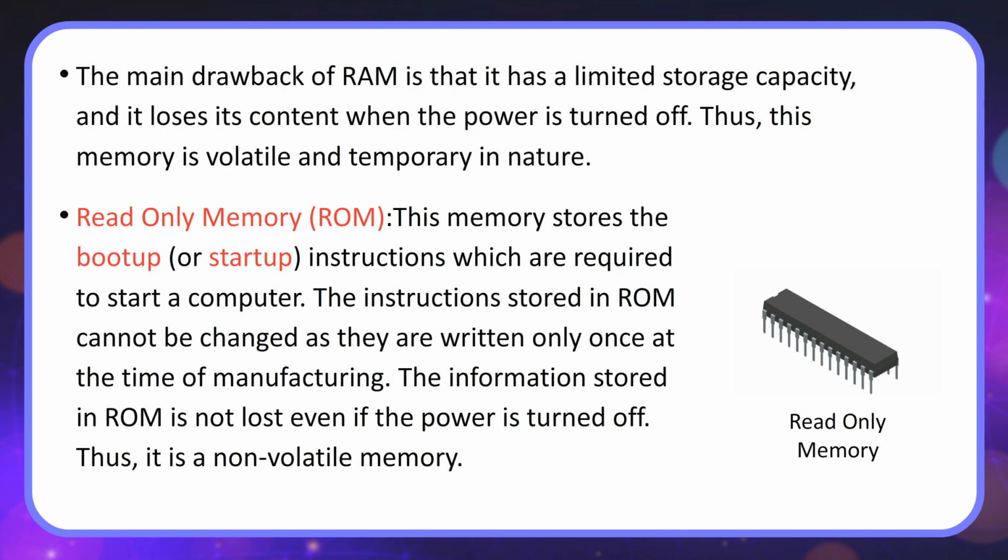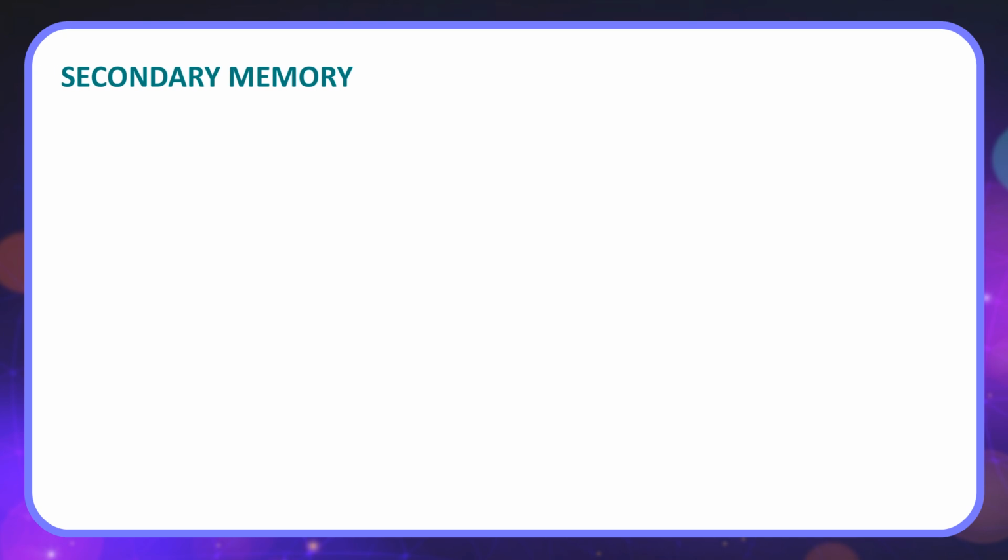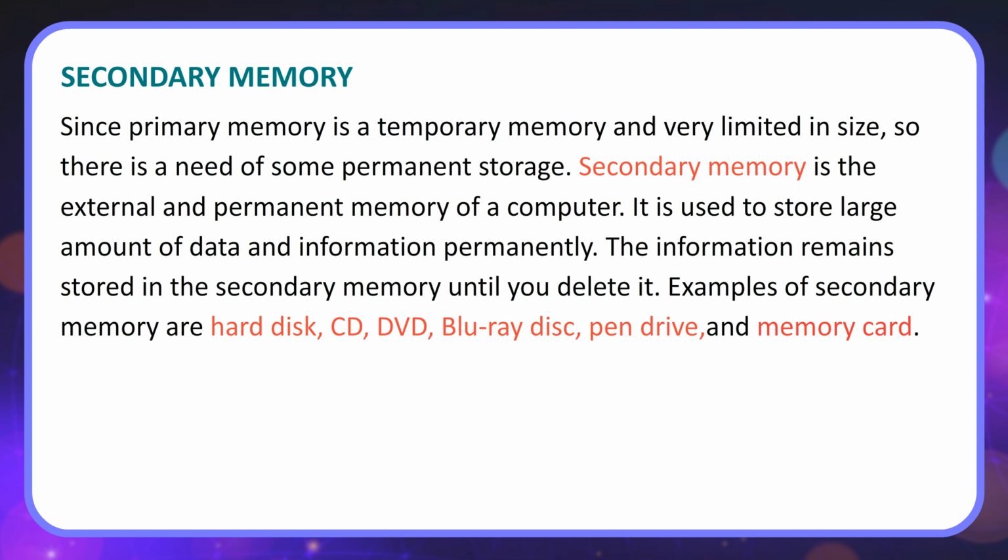Read-only memory. Secondary memory. Since primary memory is a temporary memory and very limited in size, there is a need of some permanent storage. Secondary memory is the external and permanent memory of a computer. It is used to store large amount of data and information permanently. The information remains stored in the secondary memory until you delete it.